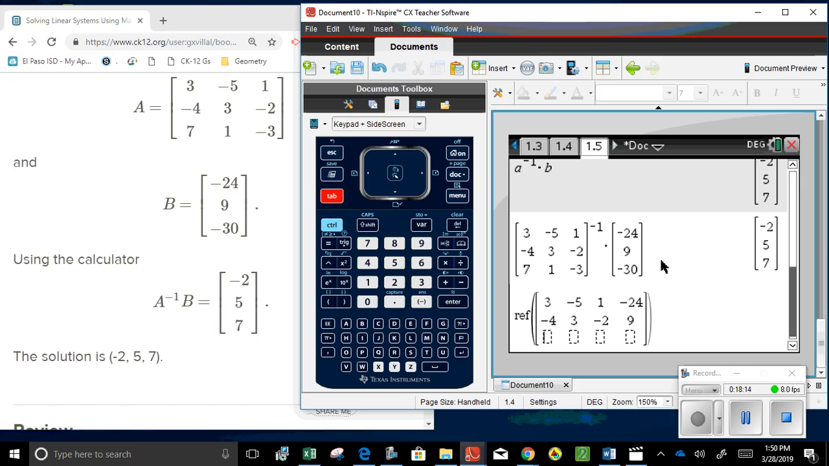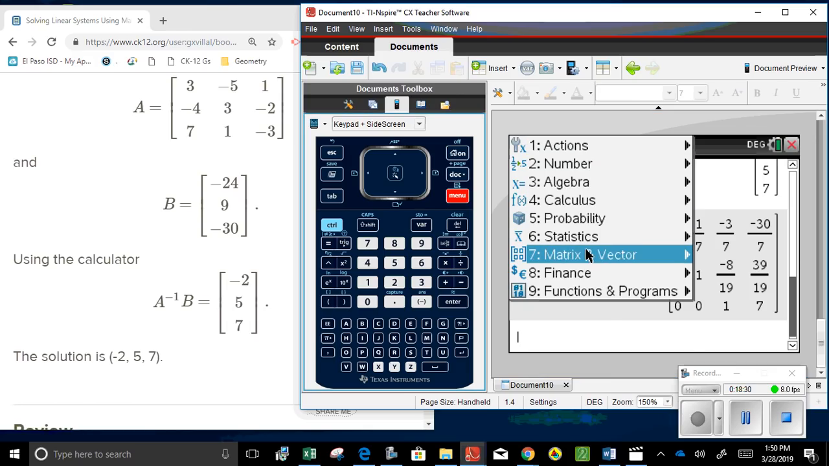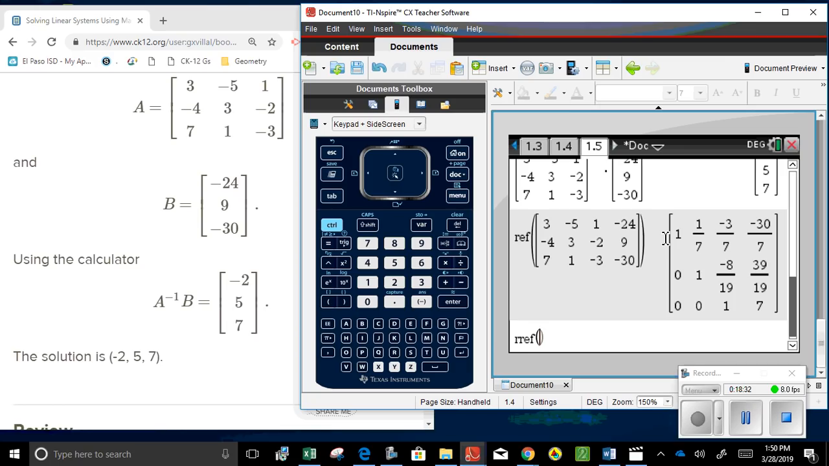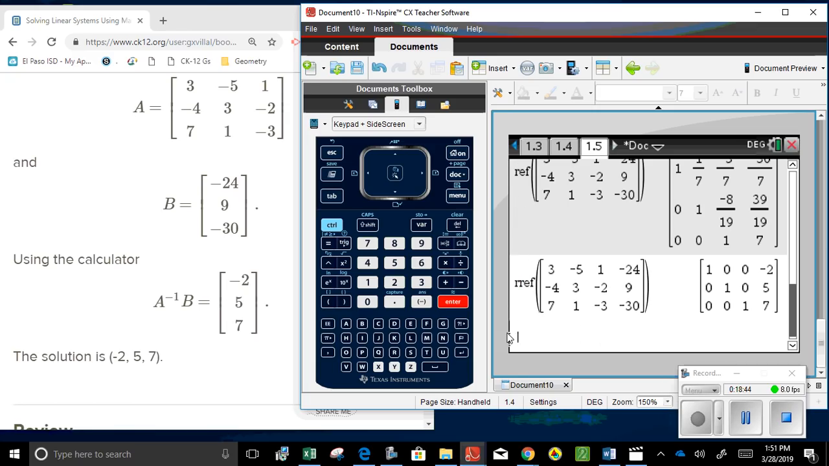I'm going to add the column of constants. Notice that I'm putting the 2 matrices together. This is called augmenting the matrix. And reducing it like this gives me reduced echelon form. Now, if I want to solve it, I can do RREF, reduced row echelon form. I could just type RREF, parentheses, or I could do this. Duh, I should have thought of that. Do that. And that gives me the same answers.